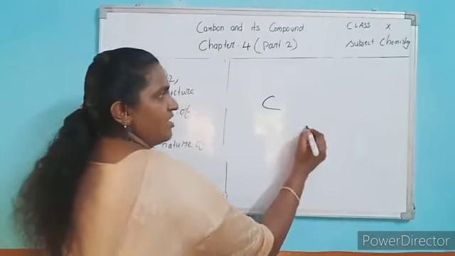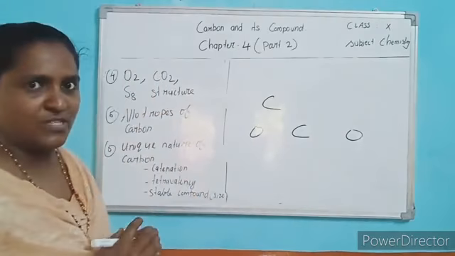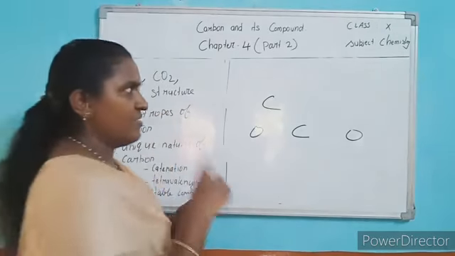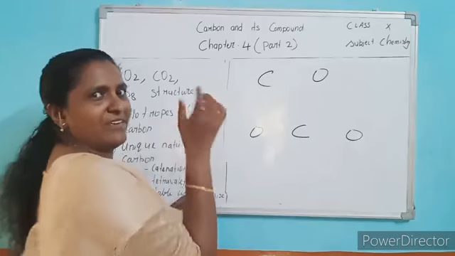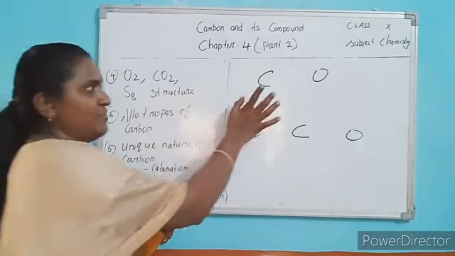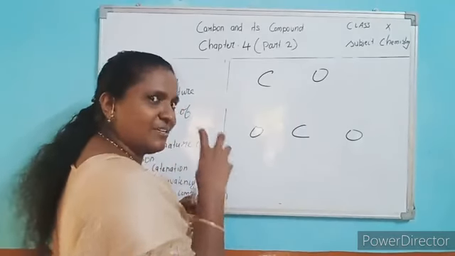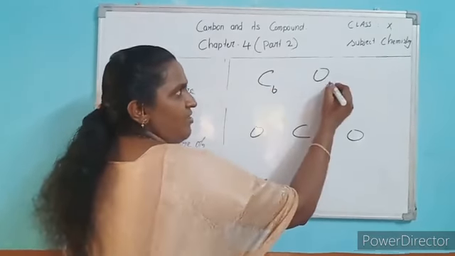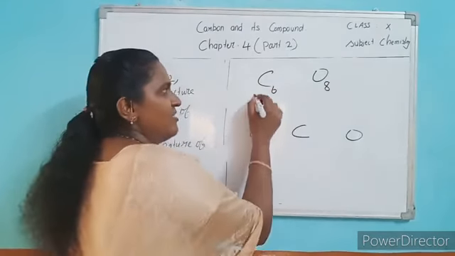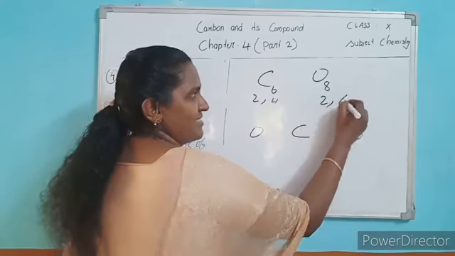Carbon dioxide, isn't it? Carbon is the central atom. You write both the oxygens on both sides of the carbon. First you should know the symbol. Sometimes they will give it in word form, carbon dioxide. So knowing the symbol and atomic number is important. For chemical reactions, atomic number is important. For example, carbon's atomic number is 6, oxygen's 8. Electronic configuration of carbon is 2, 4 and of oxygen 2, 6.